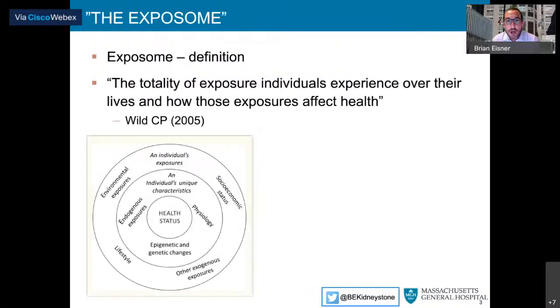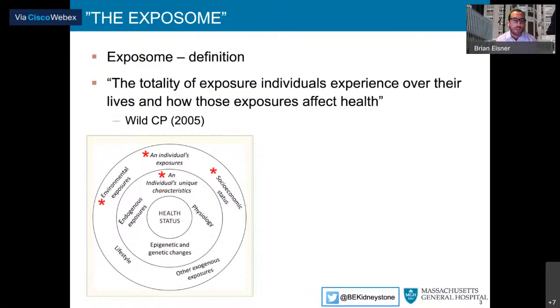If we're going to talk about environmental exposures, I'm going to introduce a term. Actually, the first great lecture I heard on this term was by none other than David Goldfarb. This concept, called the exposome, is really about people's exposures in healthcare and how it affects their health. It was first defined in an epidemiology paper by a gentleman named Wild. The exposome is the totality of exposures individuals experience over their lives and how these exposures affect health.